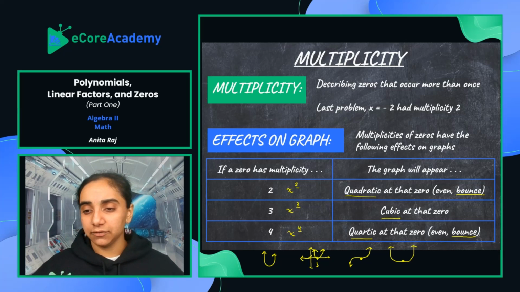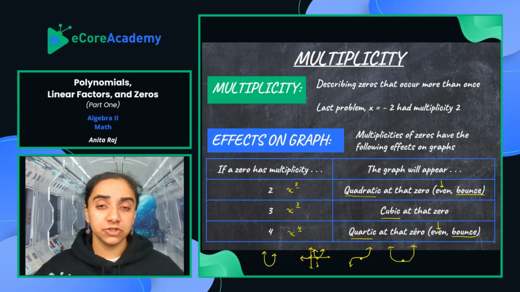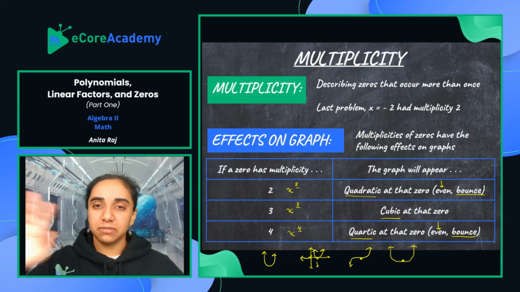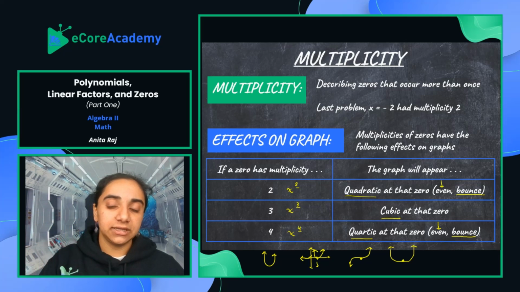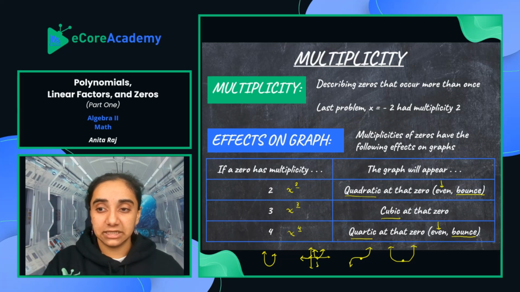And also look at how I wrote even. So even multiplicities are kind of similar. For example, they bounce or flatten at a zero, so that could also help you graphically if you look at things visually and you're trying to understand multiplicities. So that's all on multiplicities. Not too complicated. Just keep in mind that it is possible for a polynomial to cross one zero multiple times, and you'd indicate that like we wrote up at the top: x equals -2, and it has a multiplicity of 2.